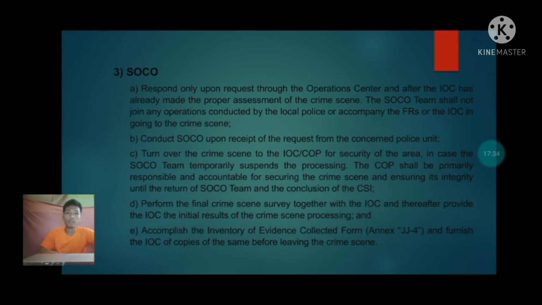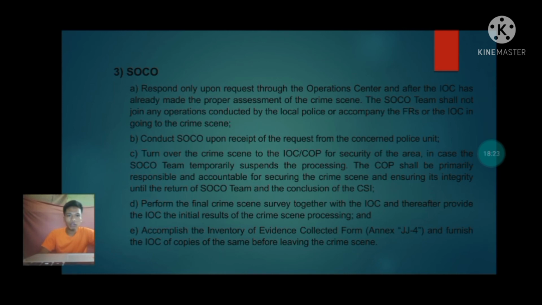Number 3, SOCO. A. Respond only upon request through the Operation Center and after the IOC has already made the proper assessment of the crime scene. The SOCO shall not join in any operations conducted by the local police or accompany the FRs or the IOC in going to the crime scene. Letter B. Conduct SOCO upon receipt of the request form the concerned police unit.